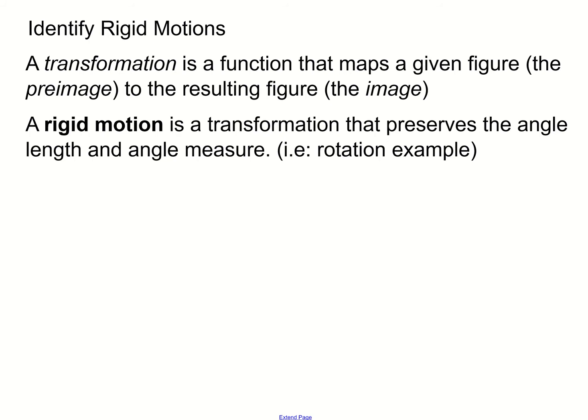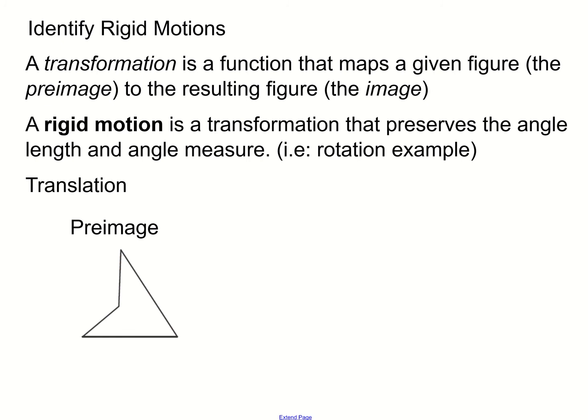So a rigid motion is a transformation that preserves the side length and the angle measure. So in the previous example with rotation, notice that the arrowhead did not change. It only rotated. And so these side lengths and the angle measures have remained the same.